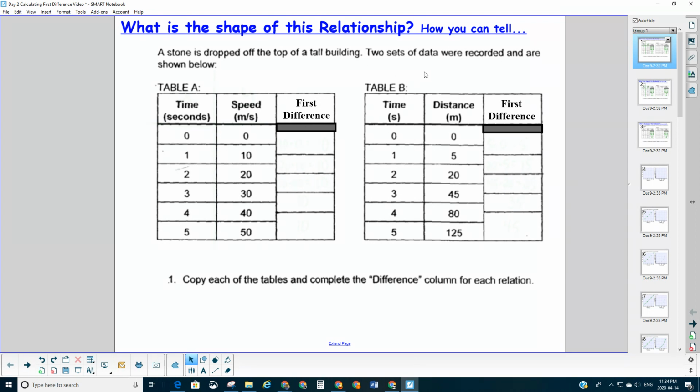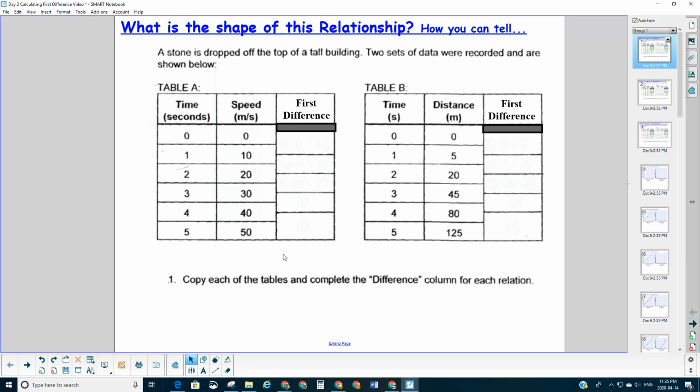We're going to do it through an example about a stone being dropped off the top of a tall building. So someone's at the top, they chuck it out there, and two sets of data were recorded. The first table here, at every second, they're able to calculate the speed of that rock as it's dropping down. The other thing that they're able to calculate every second is the distance, how far it's gone from the top of the building. So this is two bits of information that we're interested in studying, seeing if there's any difference between the relationship between time and speed and a different relationship between time and distance, and compare them and see what we can tell.